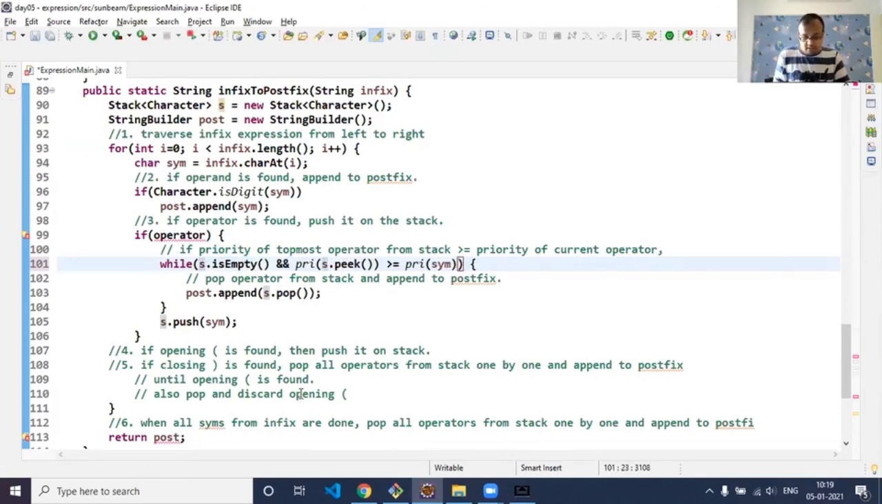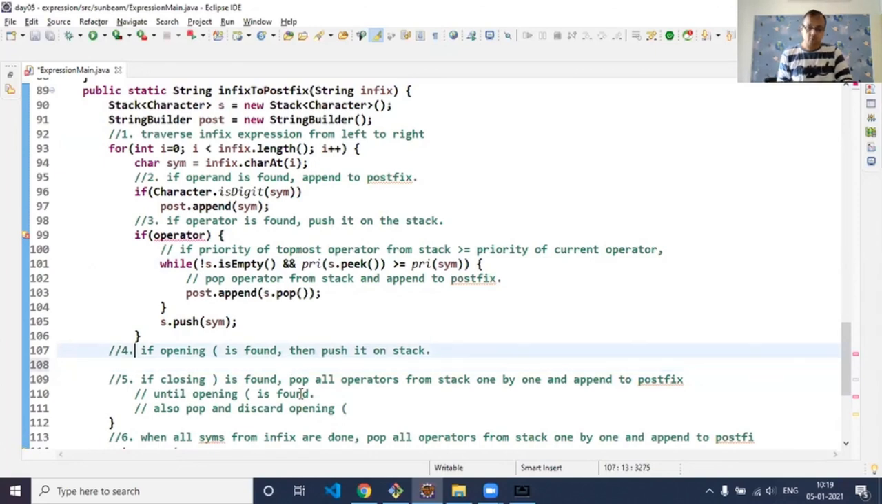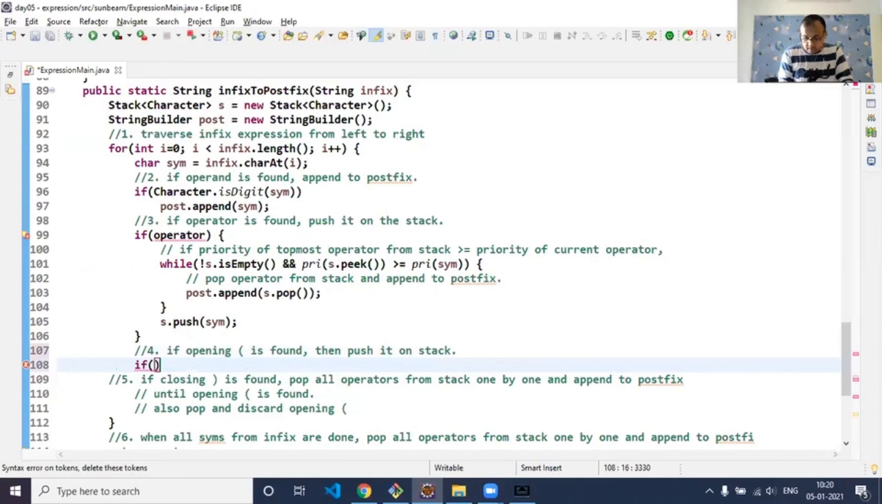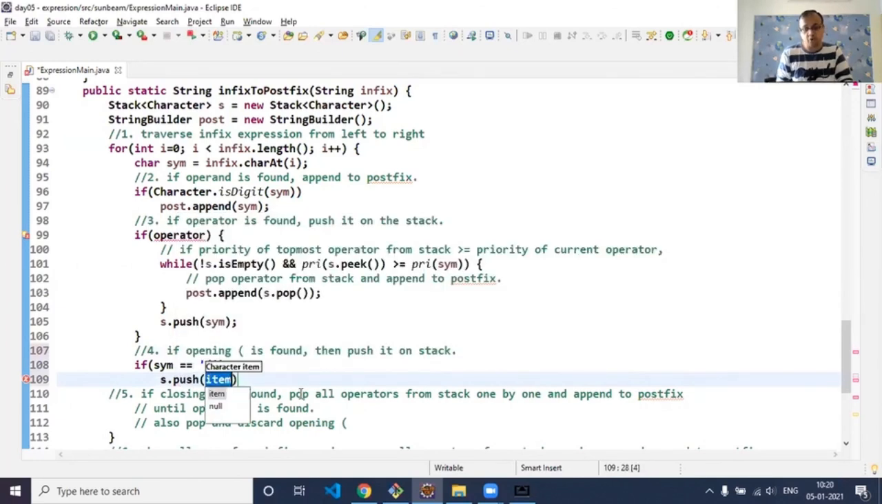So first check this: if the stack is not empty, then and only then the priority of the topmost element is greater than or equal to the priority of the current symbol. So that is also done if you have taken care. What is the next part? If opening parenthesis is found, push it onto the stack. Okay, that is good. If symbol is equal to opening, I don't have to think anything, I just have to quietly push it onto the stack. So I'm just pushing it onto the stack.